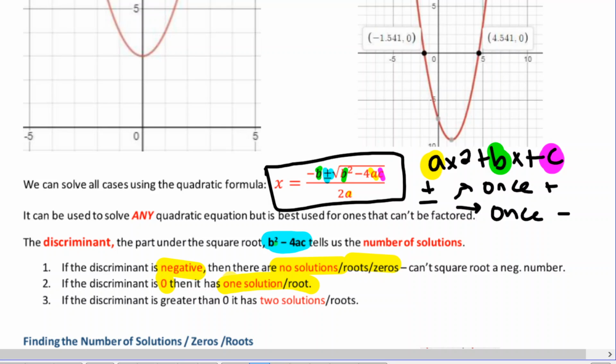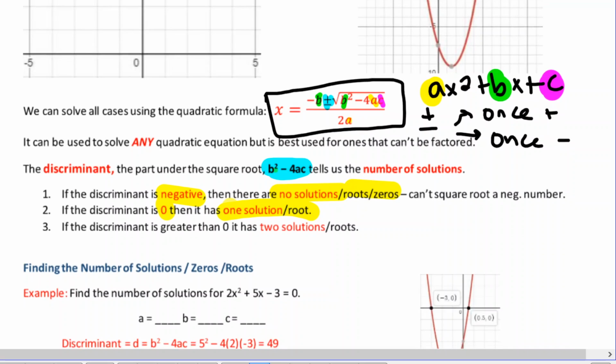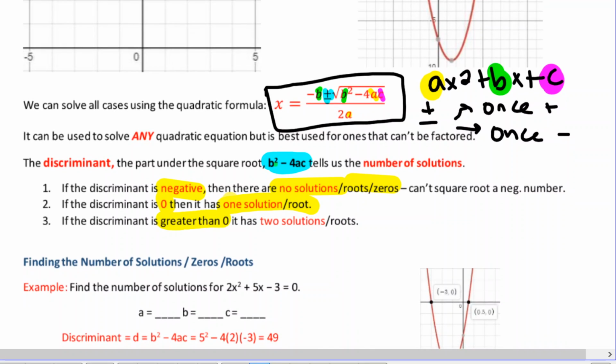And then if my discriminant is a positive number, right, I can square root any positive number. Whatever that number is, I'm going to solve this twice, once where I add that number, once where I subtract that number, and that gives me 2 separate solutions, 2 values. So if my discriminant is greater than 0, I have 2 solutions.